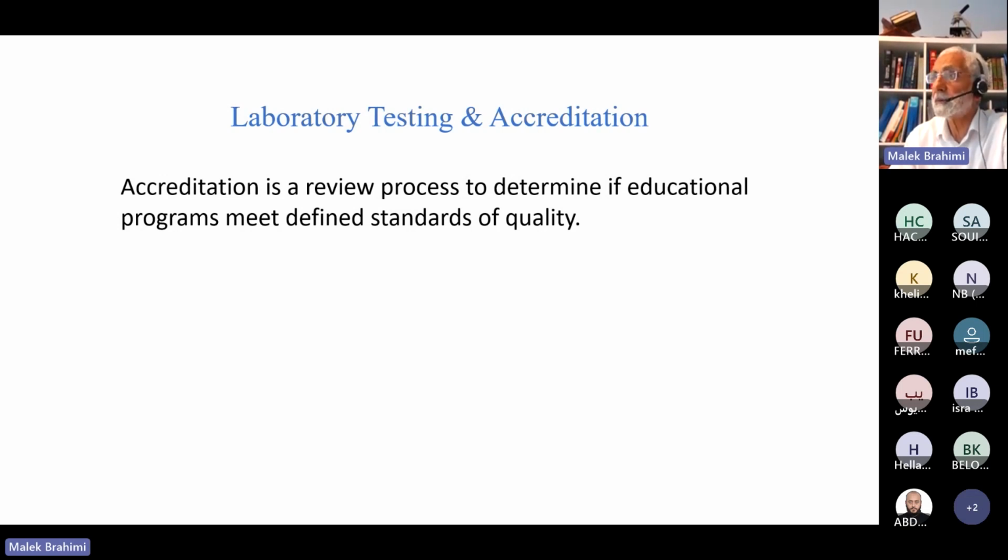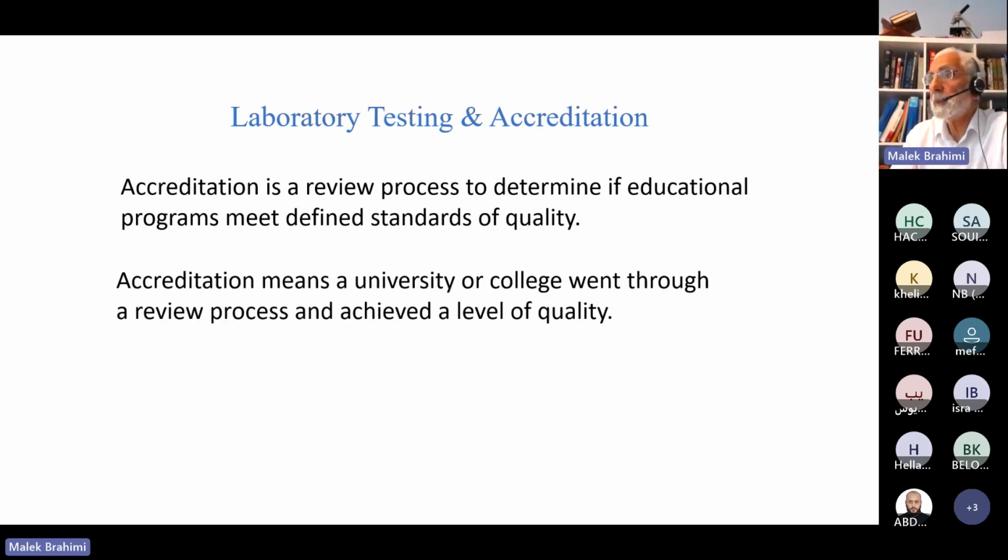Accreditation is a review process to determine if educational programs meet defined standards of quality. See, it's all about the quality of education. It's a process that we have to go through to meet some standards which are set by the agency that is giving accreditation. Accreditation means a university or college went through a review process and achieved a level of quality. This is very important.